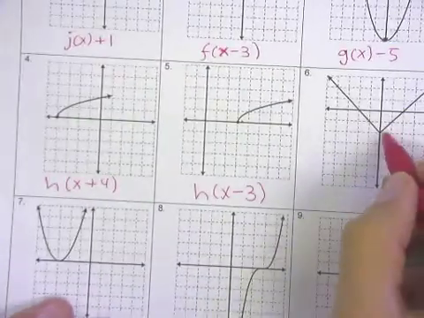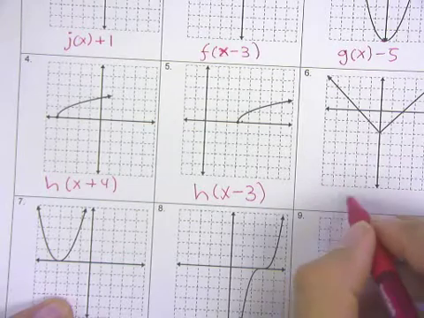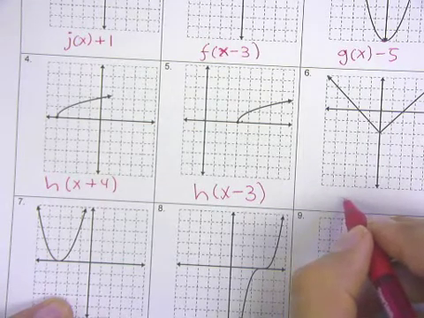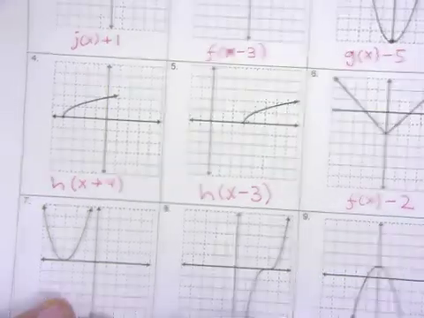All right, on the next one, we've shifted that critical point down 2 from the origin, so that's going to be my square root function, which was f of x, and I'm subtracting 2 from that.